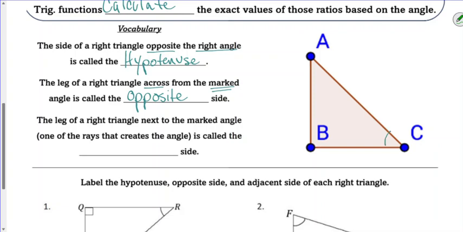Still using C as my marked angle, the other leg, the one that is directly next to that angle, one of the rays that creates that angle, is called the adjacent side. Adjacent just means it's right next to it. So we're going to say that this is the opposite side, this is the hypotenuse, and this is the adjacent side.